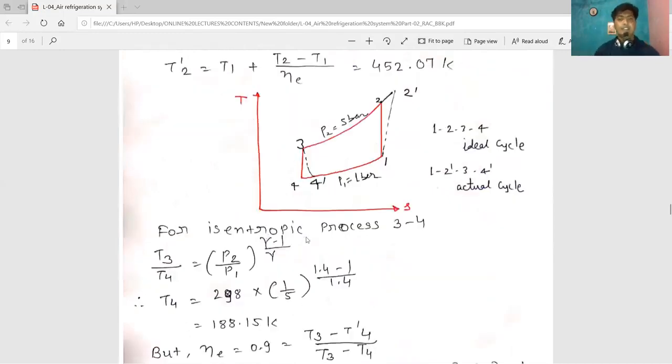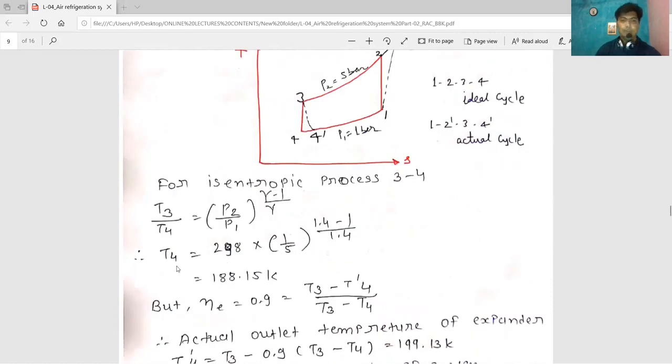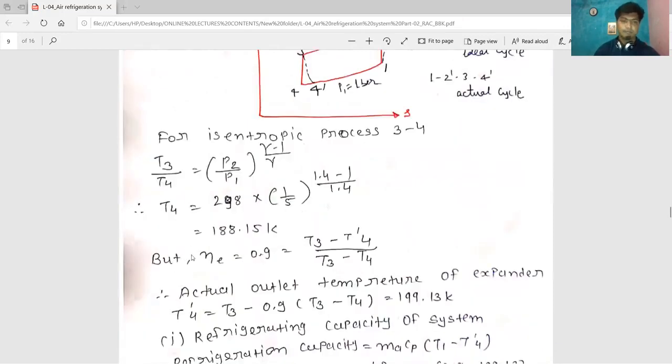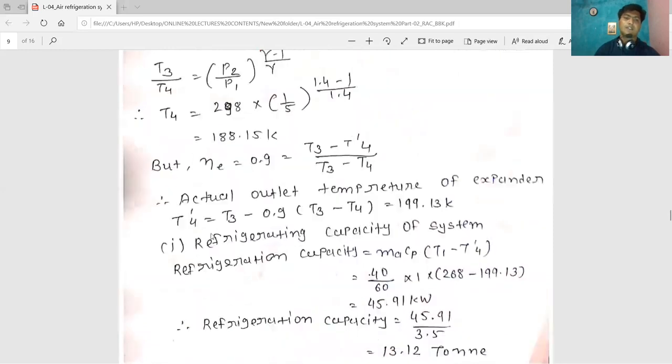For isentropic process 3 to 4, calculate T4. T4 is equal to 188.15. That is the ideal temperature at outlet of expansion, of the expander or turbine. But efficiency is given. That's why T4 dash is equal to 199. Efficiency is given, so we calculate the actual outlet temperature.